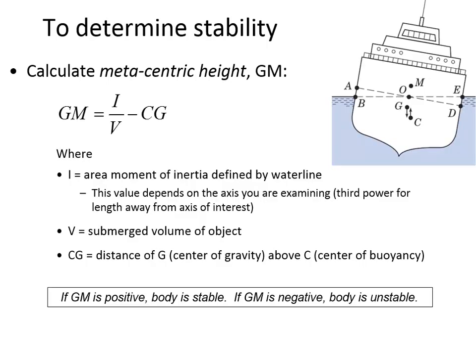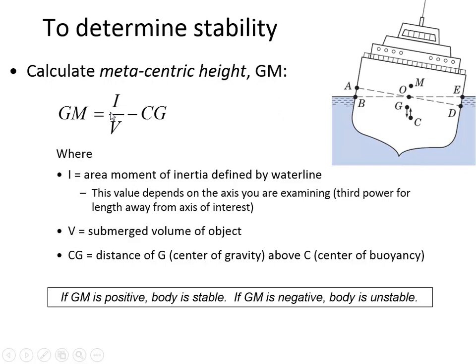Now here's a formula for something called metacentric height, GM. Now GM is a distance, it's a way of thinking about how far you are away from instability. You really want GM to be positive, because a positive GM means that the object is going to be stable, and when it tips, it will naturally right itself.